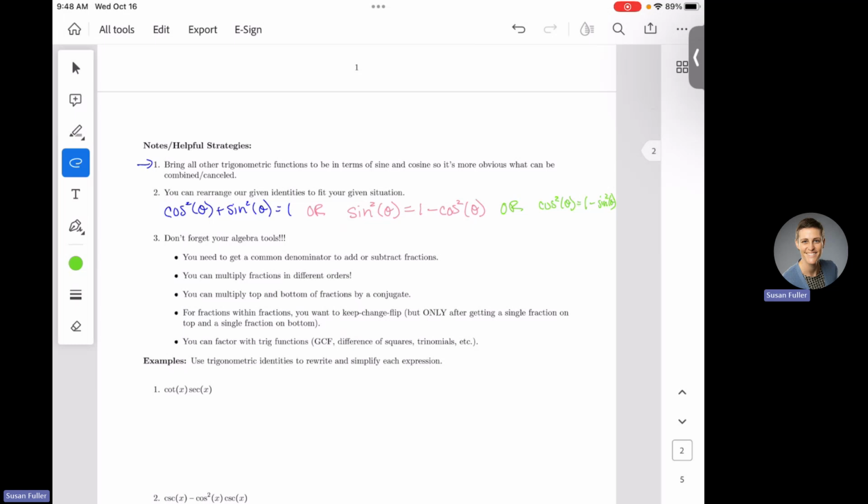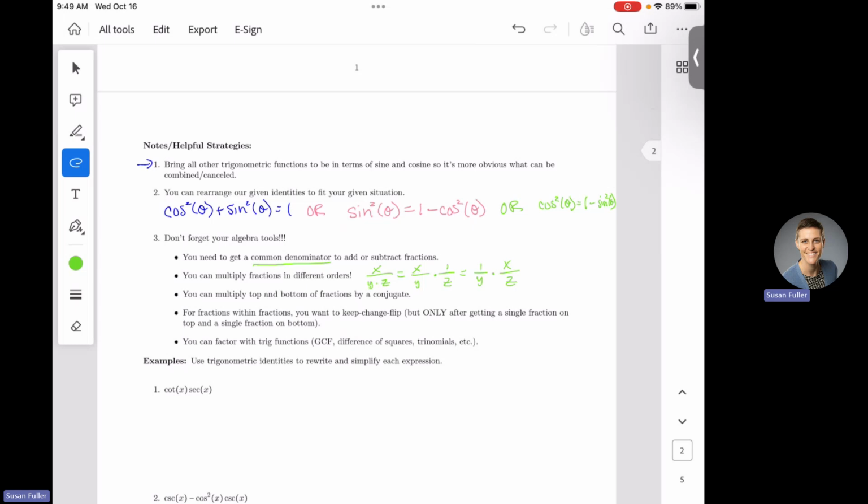To add or subtract fractions, you need a common denominator. If you multiply fractions, you can multiply things in different orders, because when we multiply fractions, we multiply straight across. So if I have something like x over y times z, I could pull this apart and write that as x over y times 1 over z, right? When I multiply across, I would still get x by itself on top and y times z on the bottom. If I wanted to, I could put the x over the z. I could also write that as 1 over y times x over z.